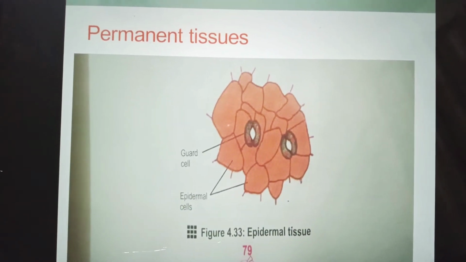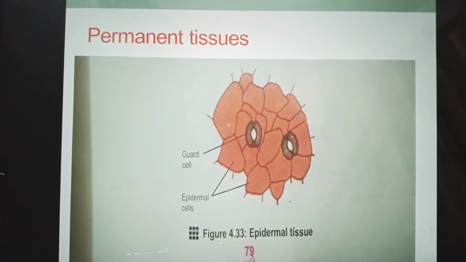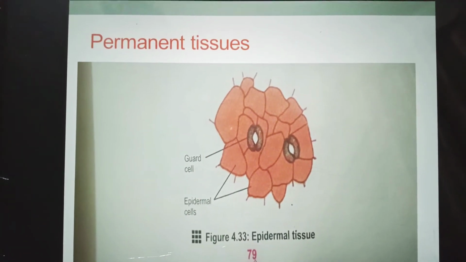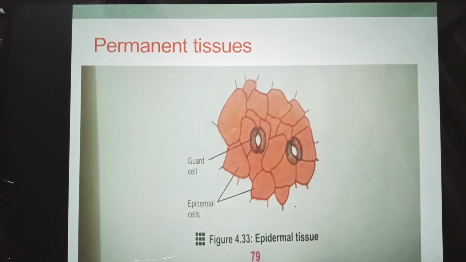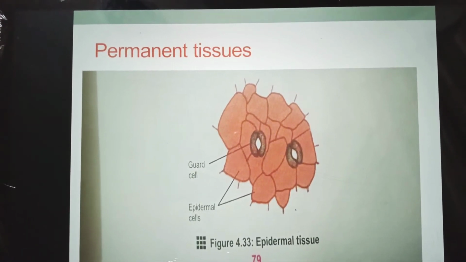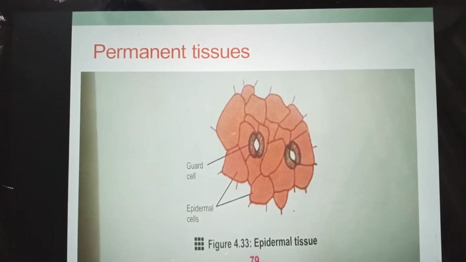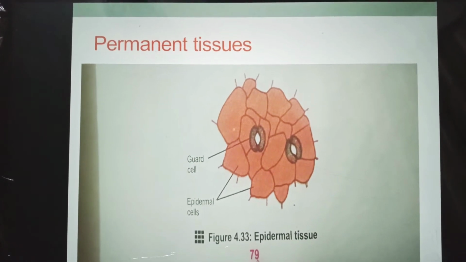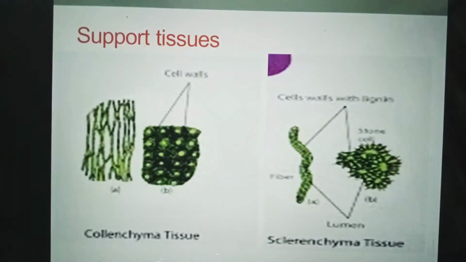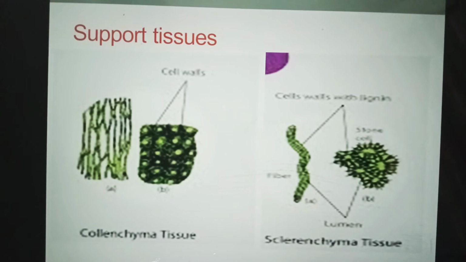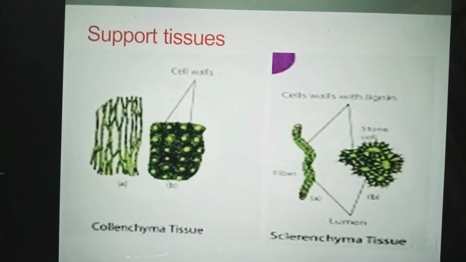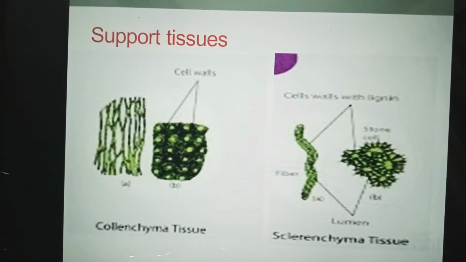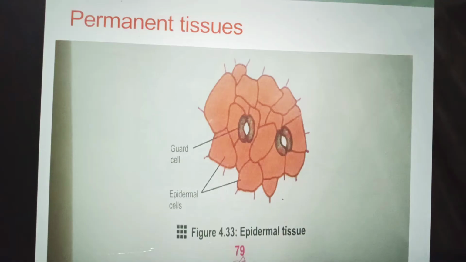Permanent tissues originate from meristematic tissue, and the cells of these tissues do not have the ability to divide. They are further classified into epidermal tissue, ground tissue, and support tissues, which provide support to the plant.